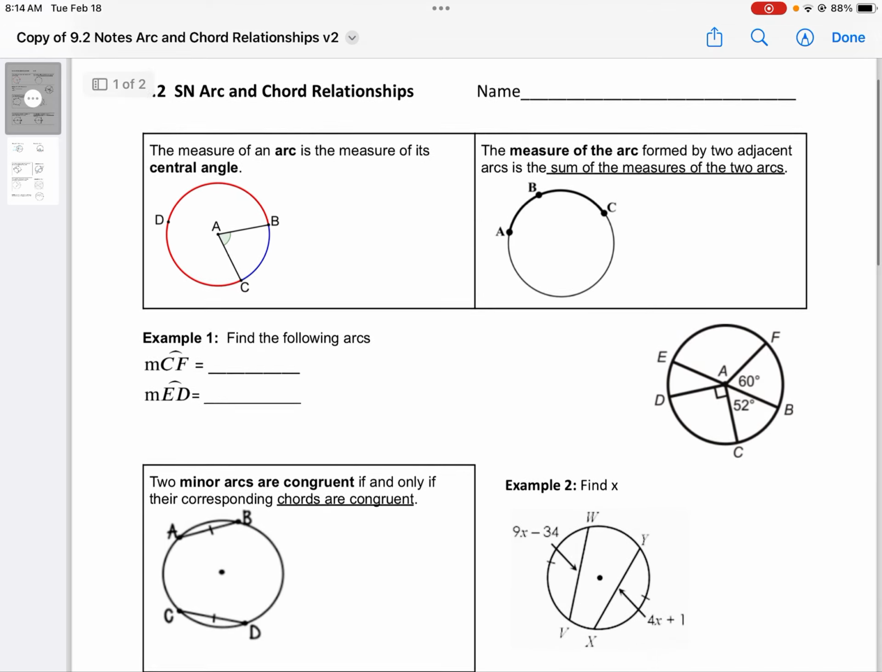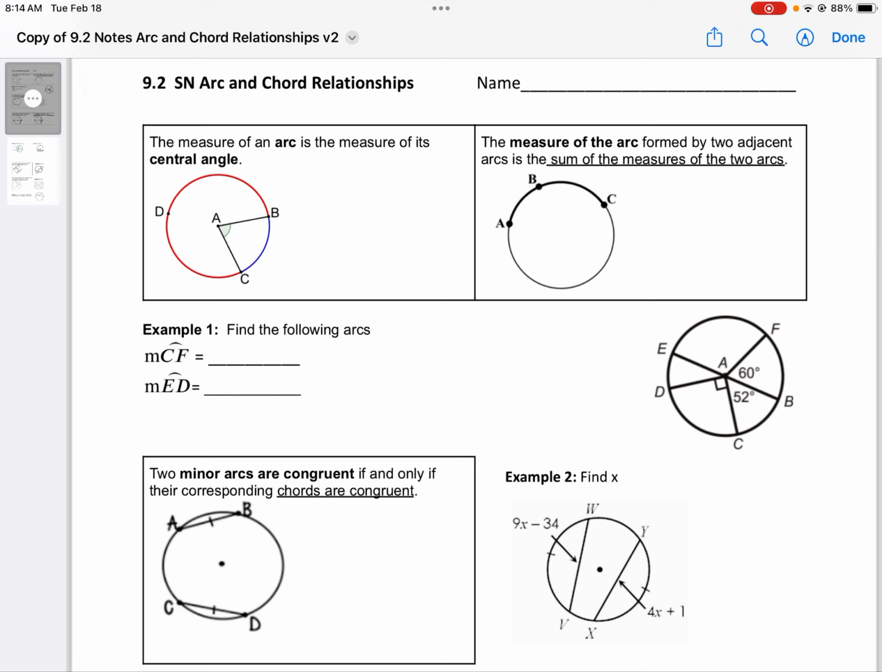This is all about arc and chord relationships, a lot of relationships between these two things. So just want to make sure that we cover all of them. I'm going to try to move pretty quickly here. And remember, you can always rewind it, slow it down, go back, whatever you need to do if you're not sure about these. All right, so let's go ahead and jump right in.